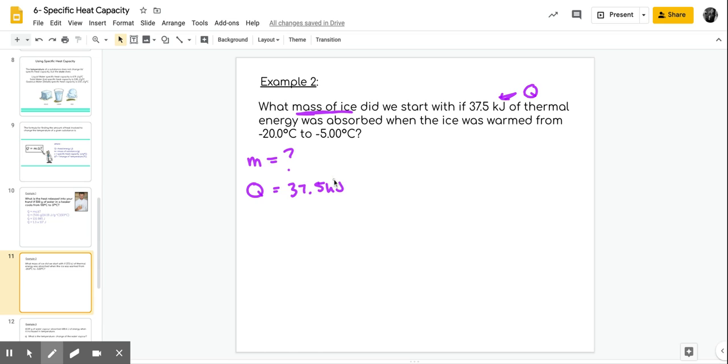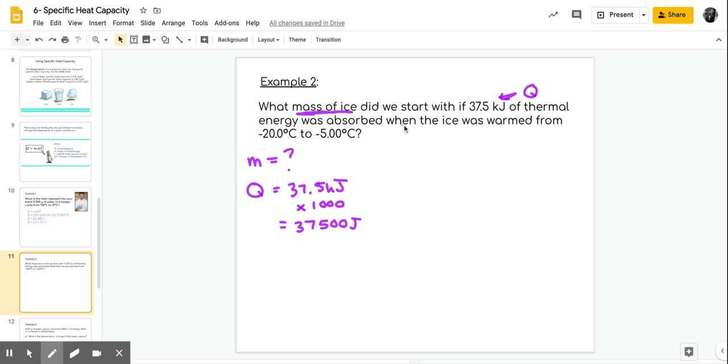37.5 kilojoules. Now notice it's kilojoules, but according to our units, we need Q in joules. So kilo means 1,000. So there's 1,000 meters in a kilometer. So we are going to actually multiply this by 1,000 to change it into joules. So 37,500 joules. Okay. I like to do this right off the bat so that I don't forget about it and go and do my calculations incorrectly with the wrong units.